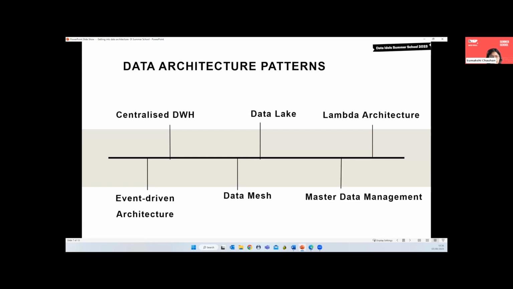The third is the Lambda architecture, which combines batch and real-time streaming to handle both historical data and real-time data. It primarily has 3 layers. The first is the batch layer, which includes the historical data. The second is the speed layer, which consists of the processing of real-time data. And the third is the serving layer, which combines the batch layer and the speed layer in order to serve the results. This is primarily used for querying and serving the results.